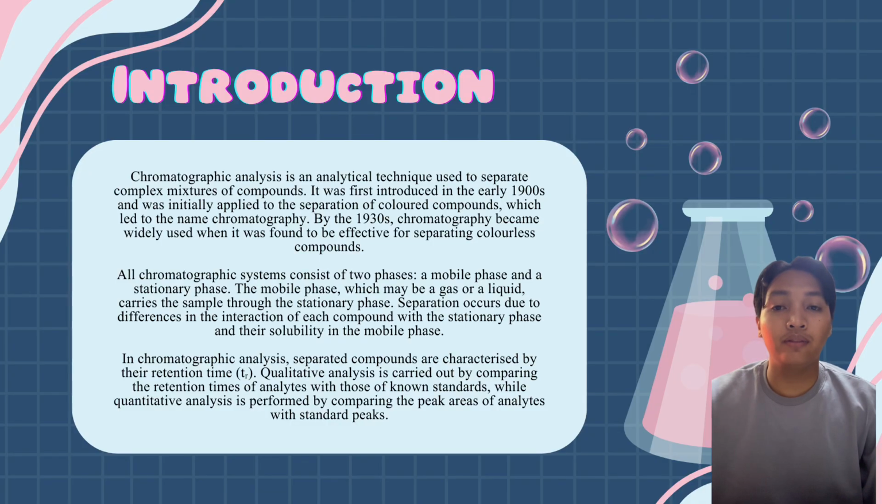All chromatography systems consist of two phases, a mobile phase and a stationary phase. The mobile phase, which can be a gas or a liquid, carries the sample to the stationary phase, separating a core because different compounds interact differently with the stationary phase and have different solubilities in the mobile phase.